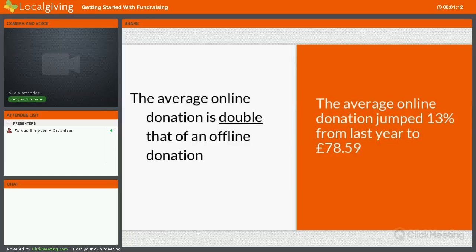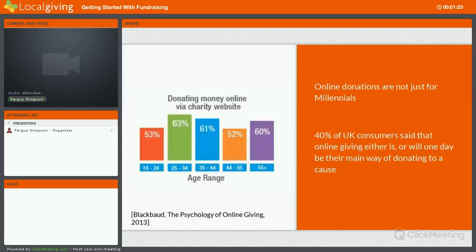And the average online donation recently rose 13% from last year to £78.59. And although the average donation on local giving is often £30, which is lower than that wider average, that's still a really high average number for donations online. It's also worth pointing out that online donations are not just for a younger generation. As you can see from this graph on the left-hand side, a wide variety of different age demographics donate online, and 40% of UK consumers said that online giving either is or will one day be their main way of donating to a cause.